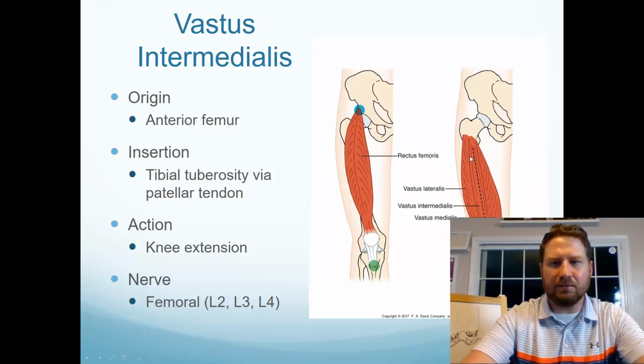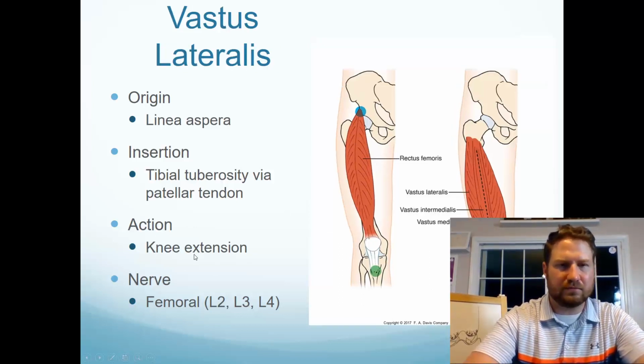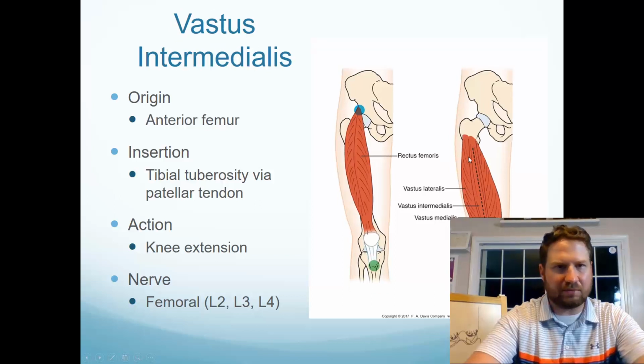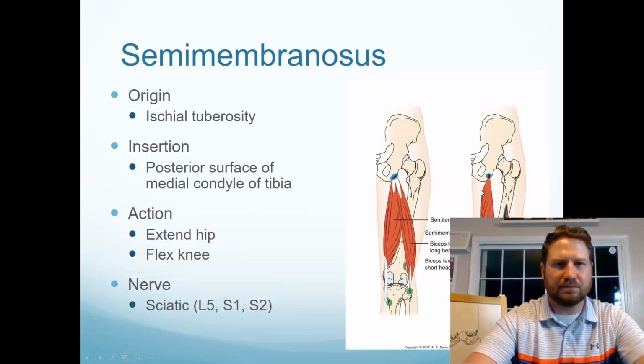And your vastus intermedius, which is the deep one all the way down. Again, they all do the knee extension. Seriously, nothing really changes except that origin. Vastus lateralis wraps around from your linea aspera. Vastus medialis wraps medially around to your linea aspera, and then your intermedius is from your anterior side.